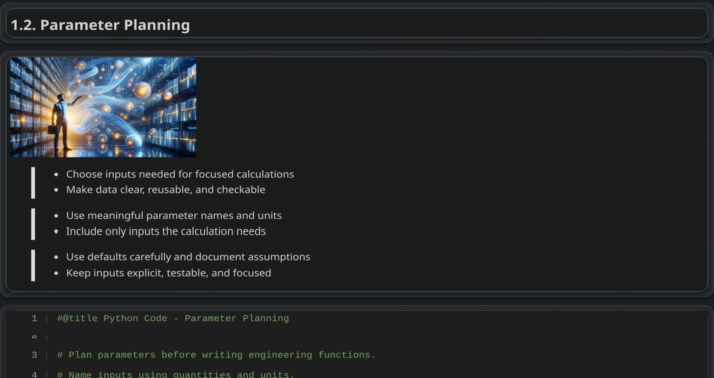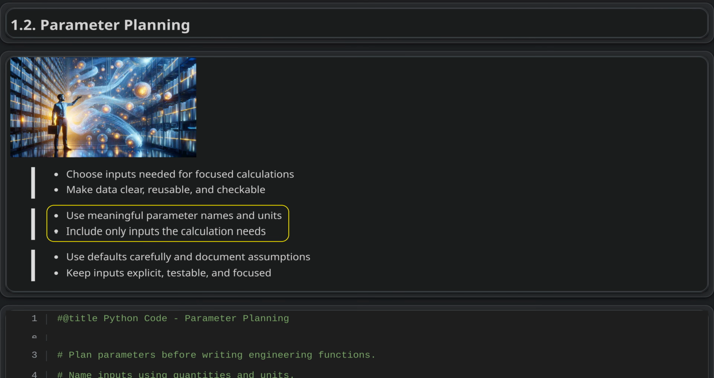Parameter planning. Parameter planning means deciding exactly what information a function needs to perform an engineering calculation correctly. A good function clearly names its inputs and avoids hidden assumptions. So quantities like length, pressure, or other relevant values are explicit. This makes the function a reliable tool that uses known inputs, carries out a defined calculation, and returns trustworthy results.